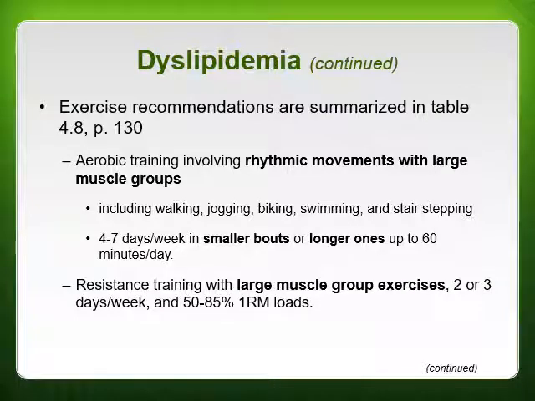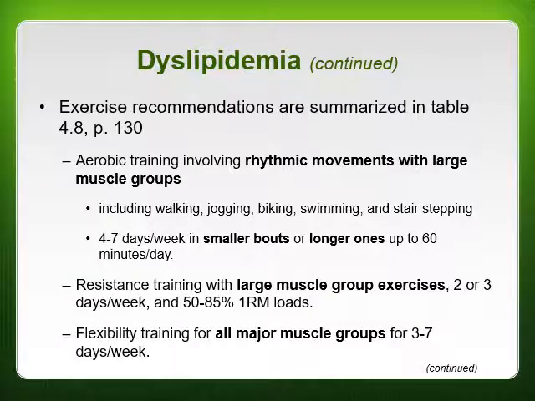Resistance training, same as for the normal population, 2 to 3 days per week, at 50 to 85% 1 rep max load, so that's moderate intensity. Flexibility training, 3 to 7 days per week, very much the same as the general population. When it comes to someone with dyslipidemia, we really want to make sure that we increase that cardiorespiratory exercise. Big rhythmic movements, large muscle groups.